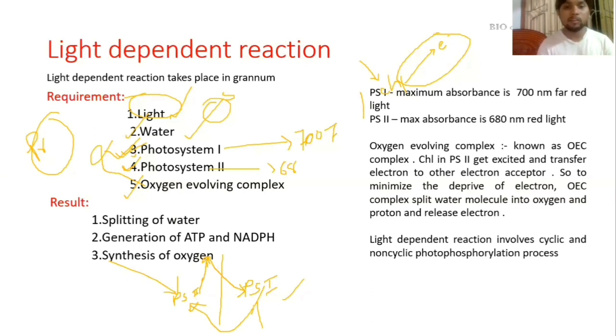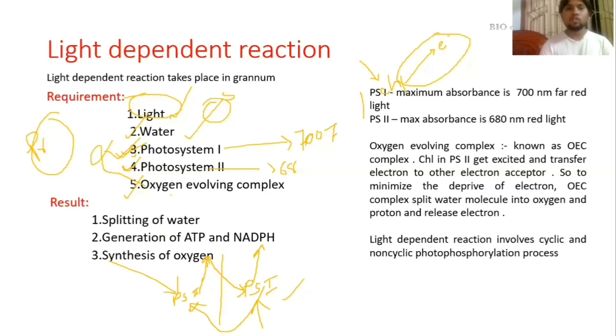Now, photosystem 1 is not transferring its electron to photosystem 2, never. It is also getting excited by the light, but it's not transferring its electron back to photosystem 2. But photosystem 2, it is excited and its electron is given to photosystem 1.